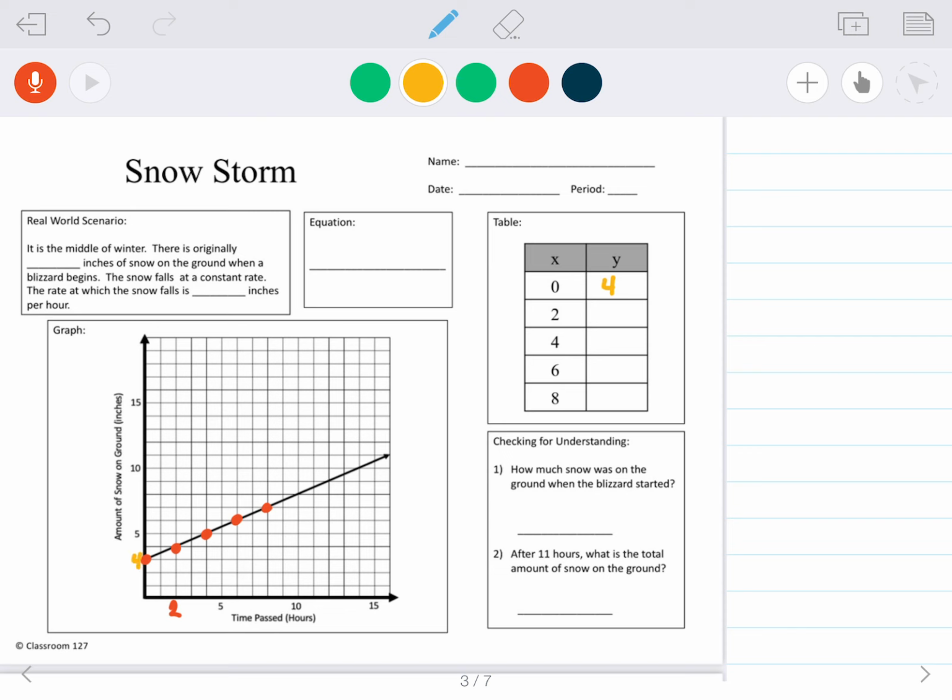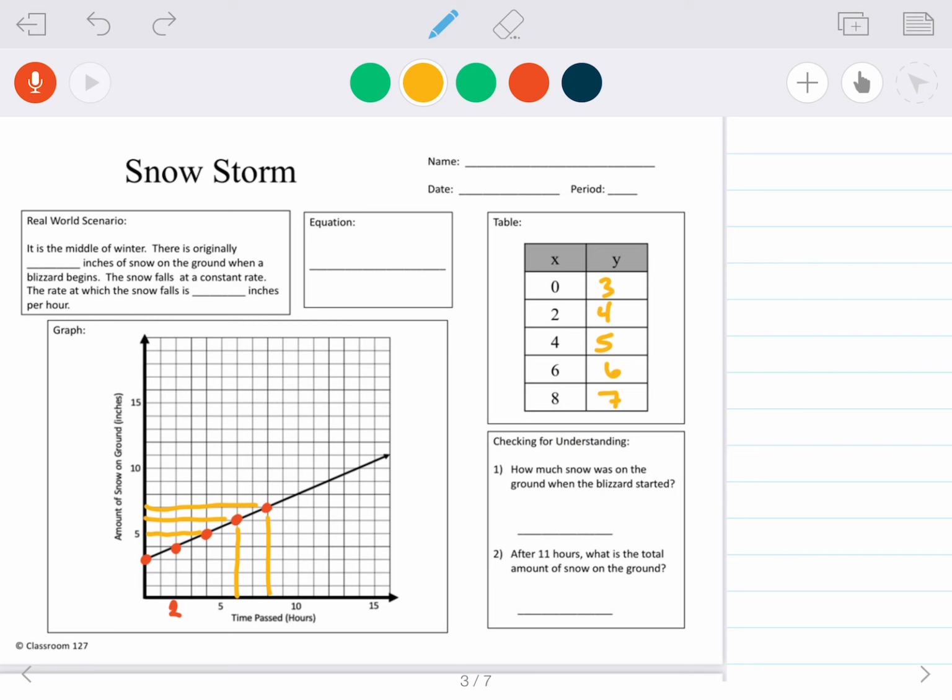This is 0, 4. This guy has an x value of 2 and a height of... the first one was 3. That was 3, and 2 is actually at 4, a height of 4. Now we have x equals 4, that's a height of 5. Okay, when x is 6, that's right here, we have a height of 6. And when x is 8, we have a height of 7. Okay, so I'm just looking at the corresponding y values to fill out that table.